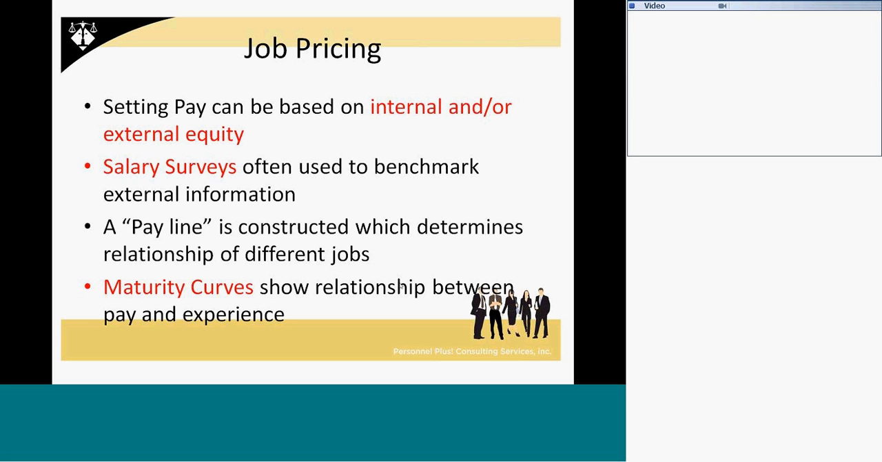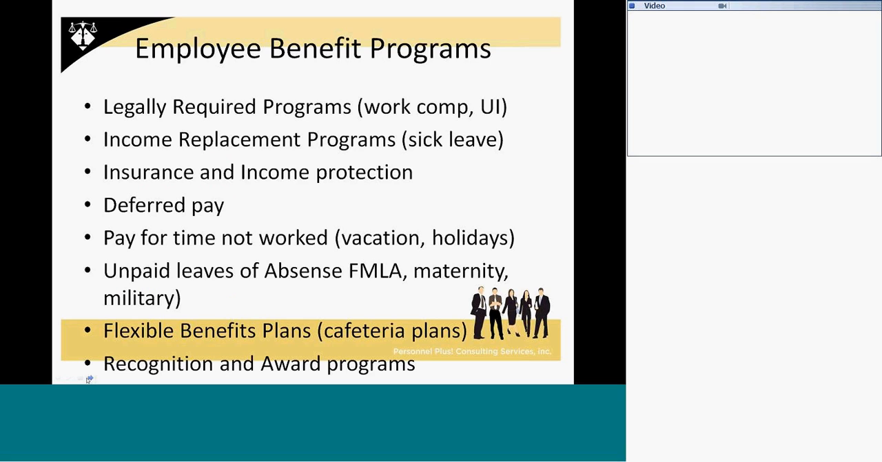So connect those points, you have what's known as a maturity curve. And benefit programs fall into a couple of categories. One are those that are legally required, things like work comp, unemployment. You have benefit programs that are considered income replacement. So if you lose income because you're sick, sick leave steps in and compensates you for that period of time.